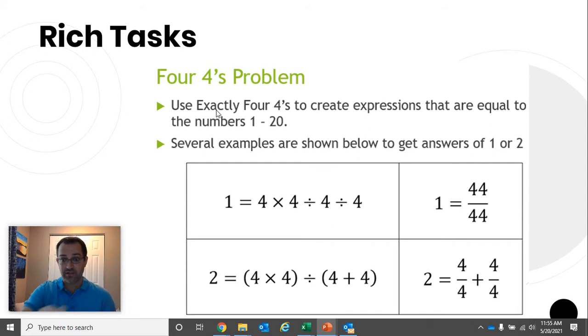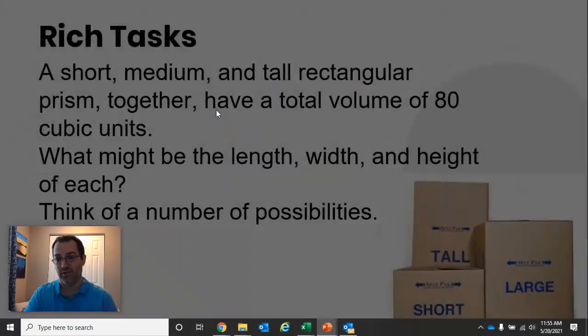We could start talking about fractions. You see fractions in there. You could start talking about square roots. You could start talking about factorials. You could start talking about decimals. There's lots of different things that you can do with this. So that's an example of a rich task that would be appropriate for, again, number sense, order of operations sort of thing.